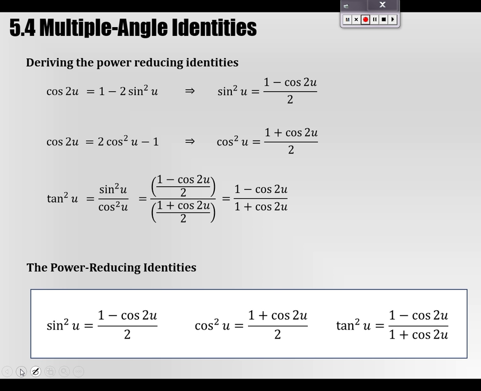All right, so now what do we have here? We got the double angle formulas. From the double angle formulas, we derived the power reducing identities, which are kind of useful, maybe. I don't know.